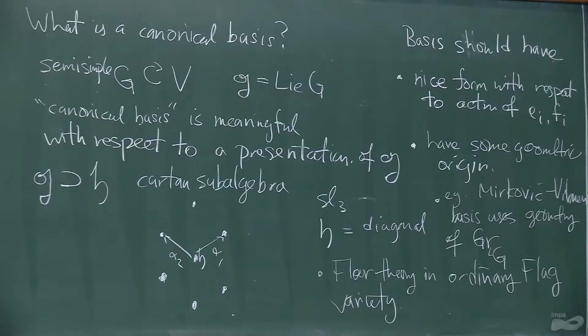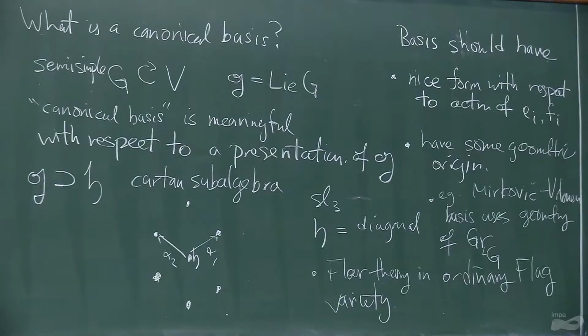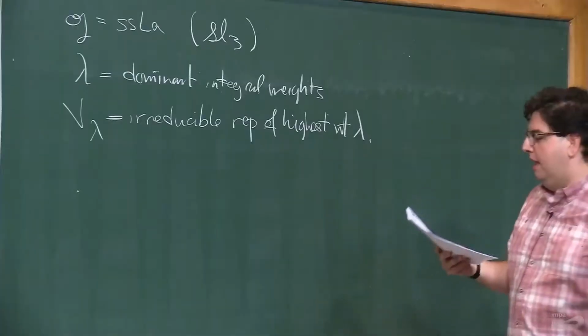Okay. And to avoid delaying the punchline, I'll try to spell out now what that ultimately looks like. This will be my semisimple Lie algebra, and today the actual results are going to be for the case of SL3. The irreducible representations of this are indexed by dominant integral weights, and corresponding to each there's an irreducible representation of highest weight lambda.